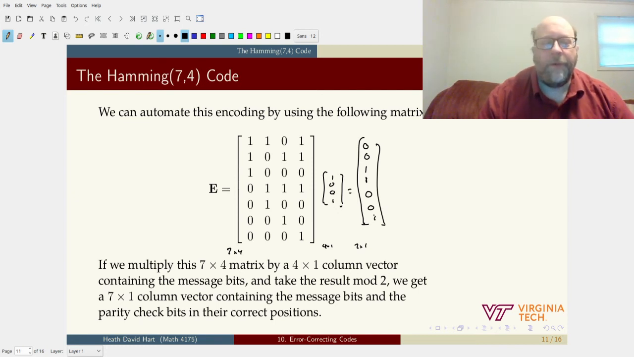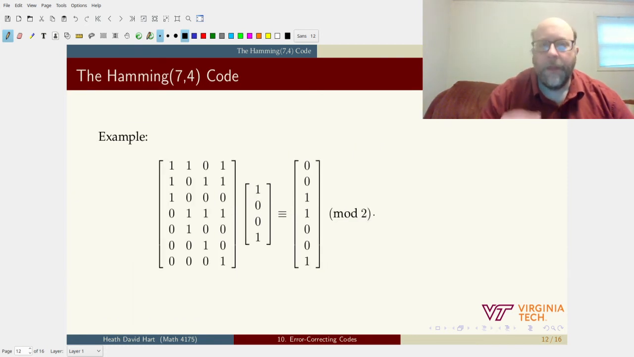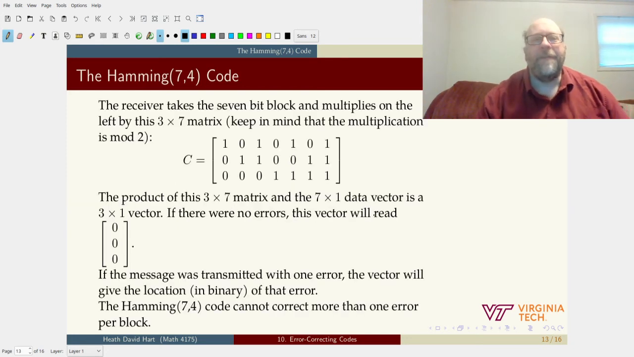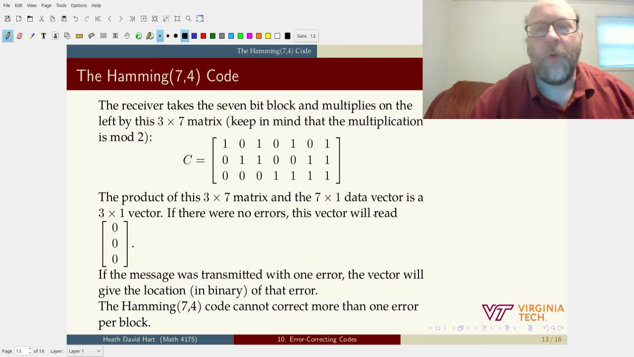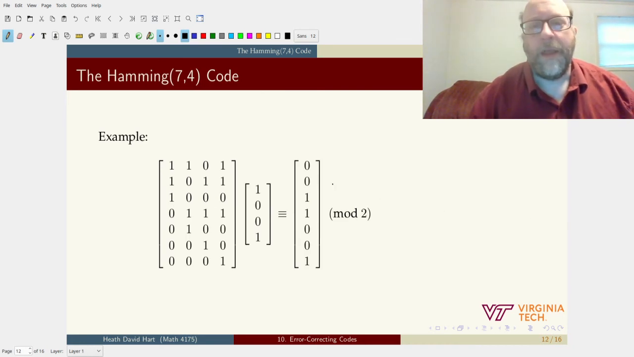That's the important thing here. I did that on the next slide. So let's talk about what we do now to break this apart. So again, these 3 bits are parity bits, and these 4 bits are message.